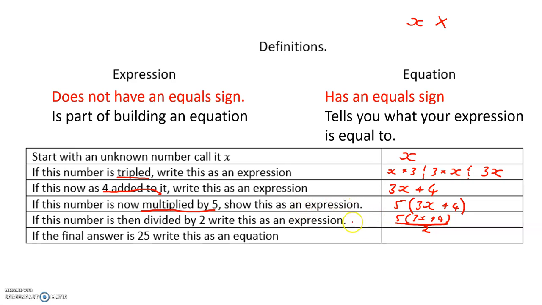The final answer to this is 25. So the expression we had was 5(3x + 4), which was all divided by 2. And this says the final answer is 25. So this thing is the same as 25. So this thing is equal to 25.